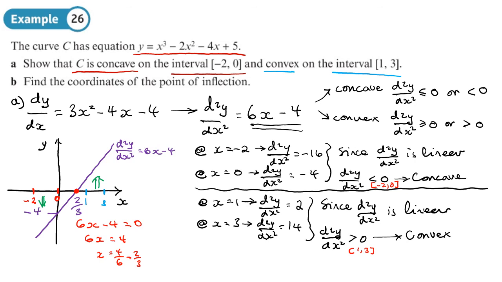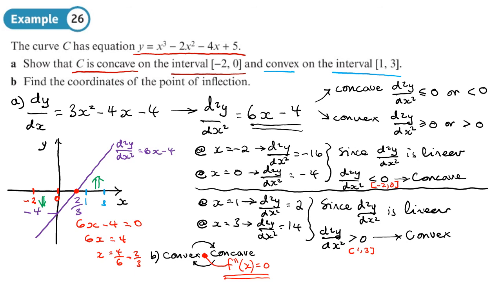Part B, when it says find the points of inflection. Now the points of inflection occur when a graph goes from convex to concave, or the other way around. So it goes from that to that, and in between there we will find the second derivative equal to 0. When we find the value of x where the second derivative equals 0, that gives us the x coordinate of the point of inflection, and then we can use that to find a y coordinate.